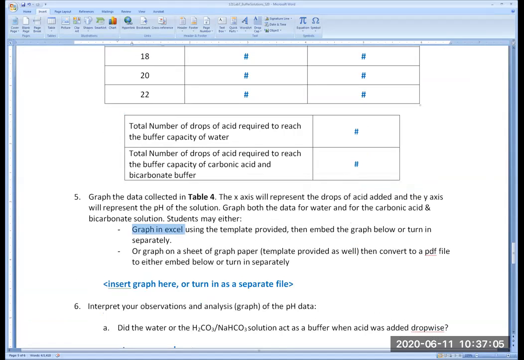So let's look at this. It's not in that document. You will need to go into Canvas. Where's Canvas? Sorry, I'm lost.